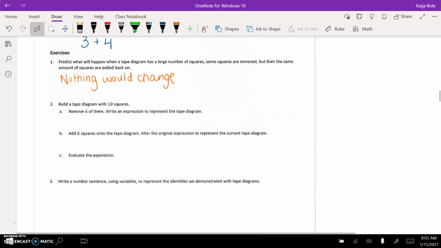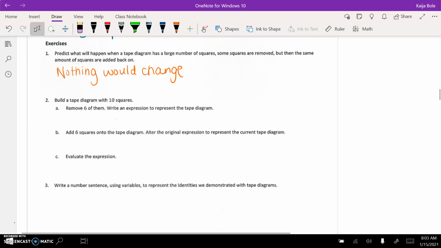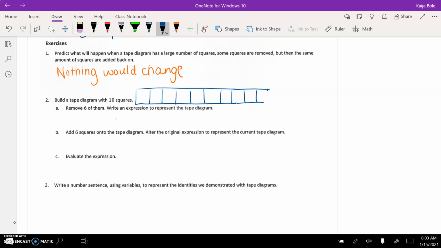In number 2 here, it says build a tape diagram with 10 squares. So 10 squares, 10 boxes. 1, 2, 3, 4, 5, 6, 7, 8, 9, and 10. Remove 6 of them. Write an expression to represent the tape diagram. So if I remove 6 of them, maybe off the end, 1, 2, 3, 4, 5, 6. This would be like taking my 10 boxes and I'm taking off 6.